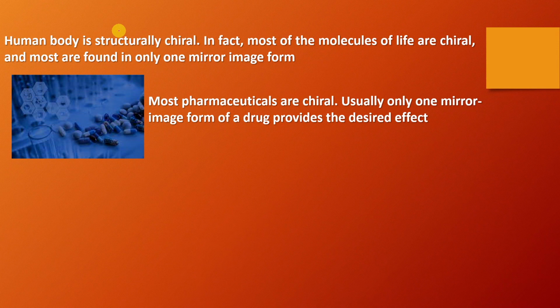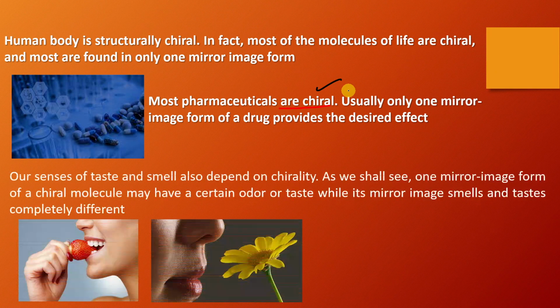That's why the pharmaceutical drugs that we use to alleviate many problems in our body are also chiral. If they were not chiral, they would not act in our body, because our body is structurally chiral. So the medicines or pharmaceuticals needed in our body should also be chiral. That is the point that I want to take in front of you.